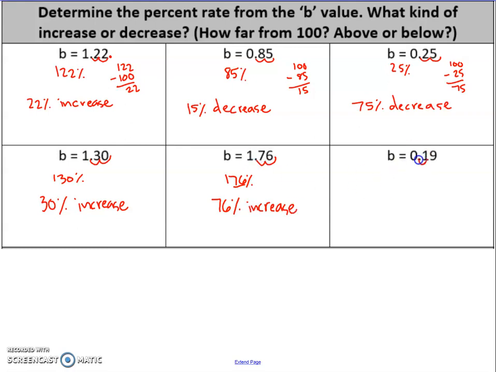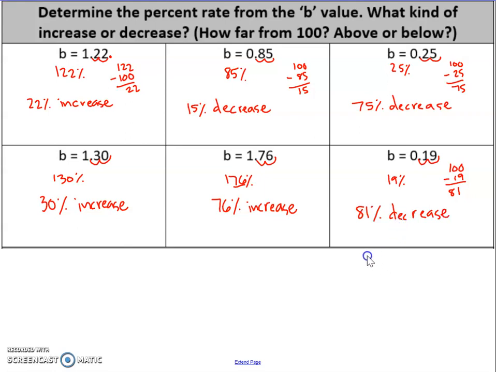Sweet. All right, convert. I'm at 19%. That's a decrease. How far of a decrease? So 100 minus 19 would be 81. So this is an 81% decrease.